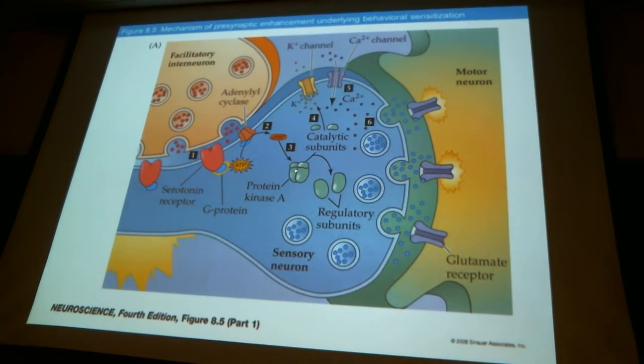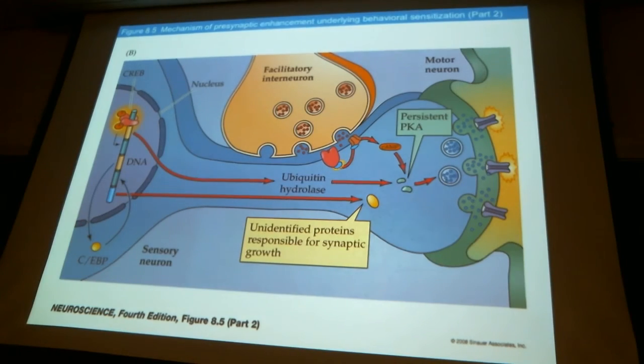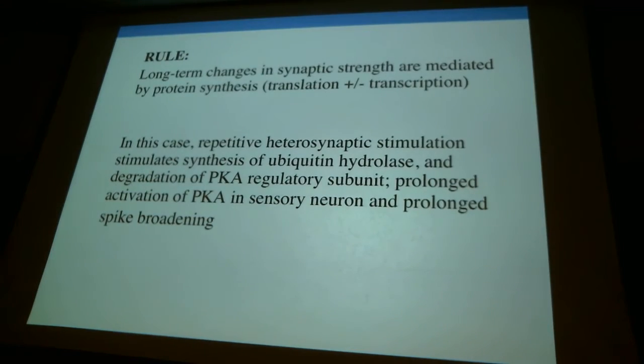We said PKA has two components, a catalytic subunit and a regulatory subunit. If you degrade the regulatory subunit, that leaves the catalytic subunit loose in the presynaptic terminal, and that's going to cause a maintenance of those changes in the potassium channels. So here's our second goal. These long-term changes in synaptic strength are mediated by protein synthesis via those transcription factors. Repetitive heterosynaptic stimulation stimulates the synthesis of ubiquitin hydrolase, which causes degradation of the PKA regulatory subunit, which causes prolonged broadening of the spike through inhibition of the potassium channel.